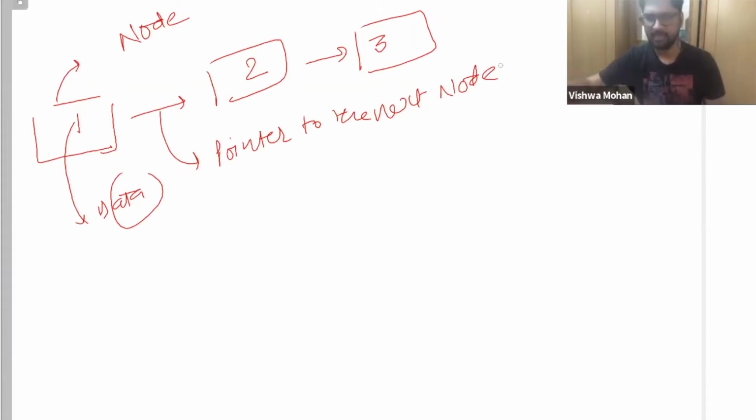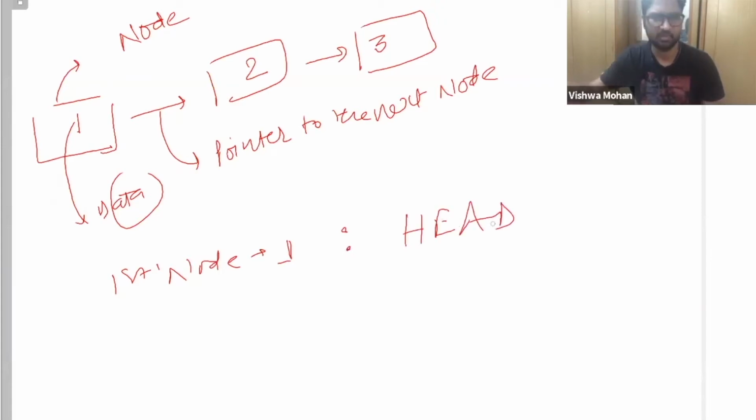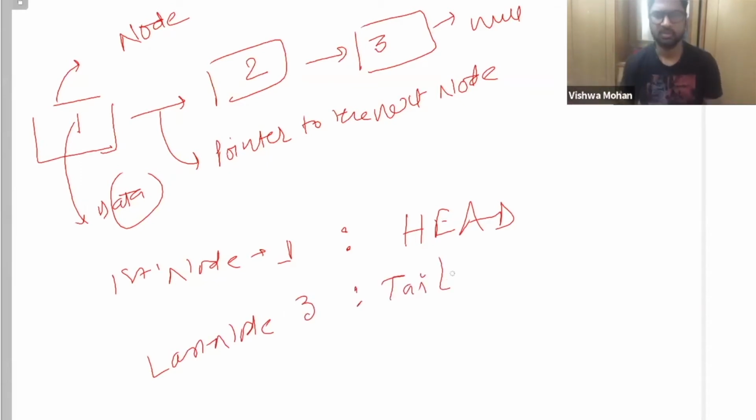Okay. And there are a few nomenclatures that we follow in the linked list. So the first node, which is 1 here, will be known as the head. And the last node, which is 3, will be known as the tail node. Okay. So what is a linked list? A linked list is basically a collection of nodes. Each node has two things. One, it has the data, and another, it has a pointer to the next node.